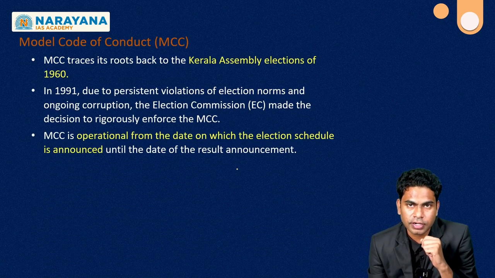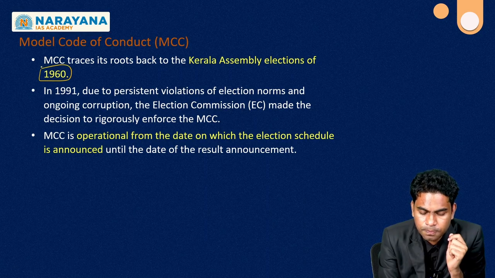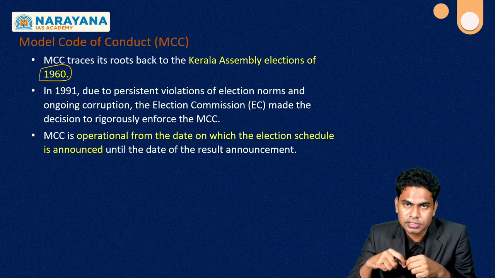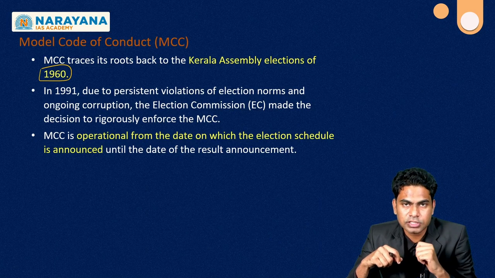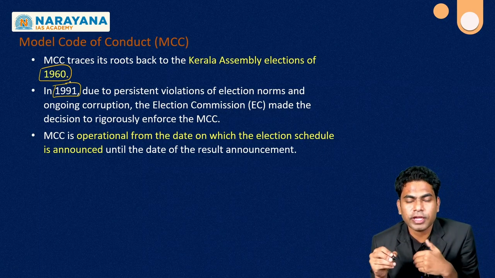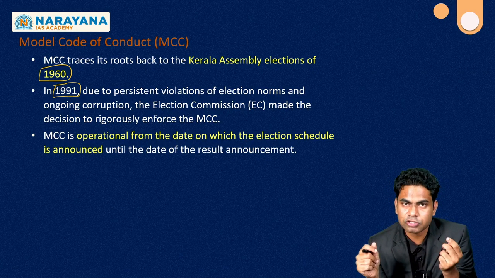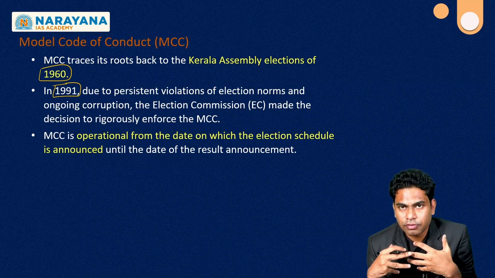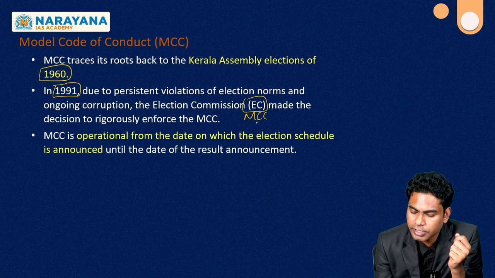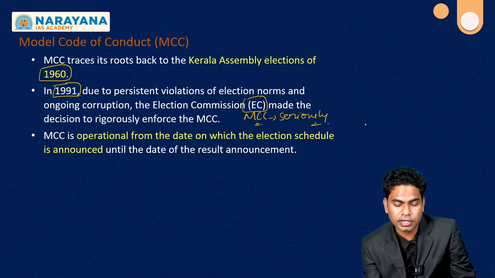The idea of the Model Code of Conduct was firstly conceived during the conducting of Kerala elections in the year 1960. Later on, though the Model Code of Conduct has been evolving from 1960, the strictest implementation was initiated by the Election Commission of India in 1991. Why? Because of the violations by political parties to influence the voters. It might be indulgence in corrupt activities or others. Somehow, they are trying to influence the voters in an unfair manner. Thus, the Election Commission of India has taken the Model Code of Conduct seriously, and the strictest implementation started in the year 1991.